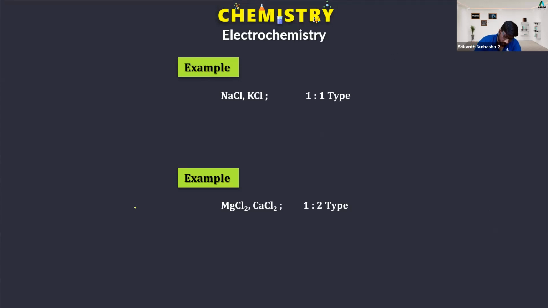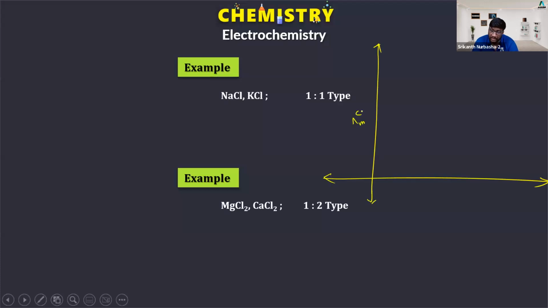So let us try to draw a graph. Molar conductance at any concentration I'm taking on the y-axis, and the square root of concentration, root C, I'm taking on the x-axis. So what was our equation? Molar conductance at any concentration is equal to molar conductance at infinite dilution minus A into root C. So this is y equals c plus m into x. So you have slope as minus A, and you have y-intercept as molar conductance at infinite dilution.